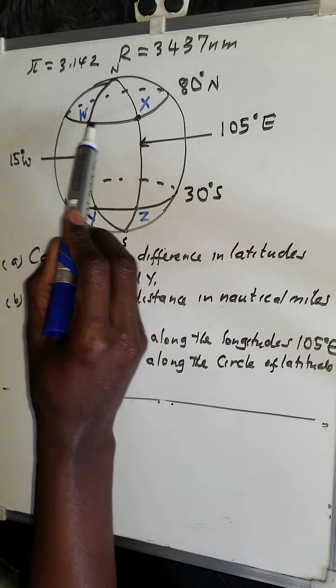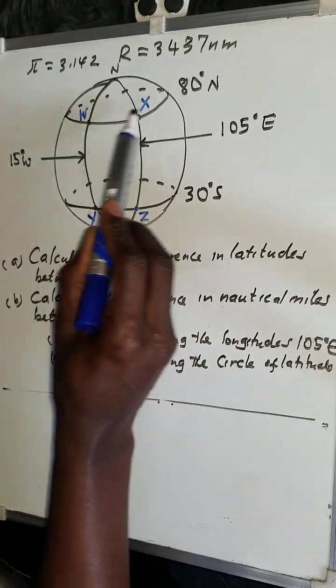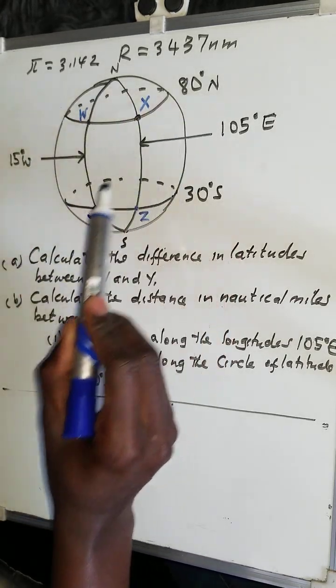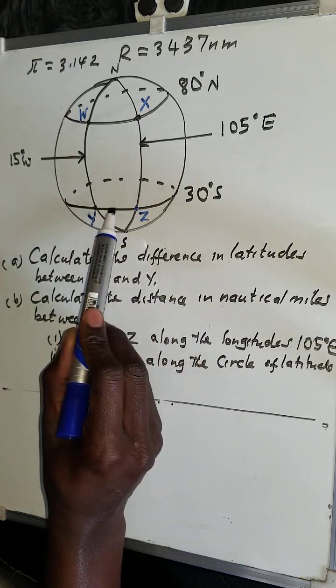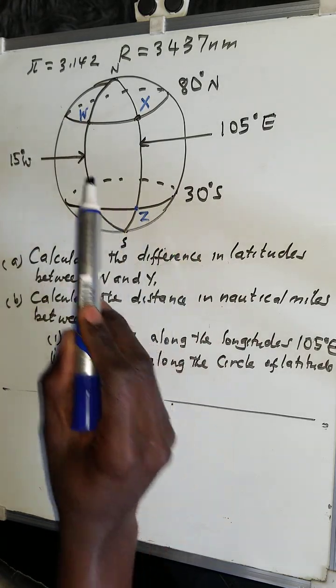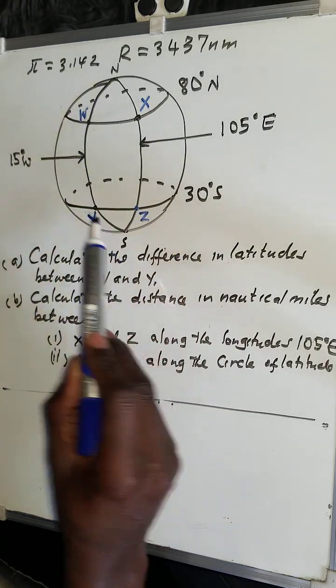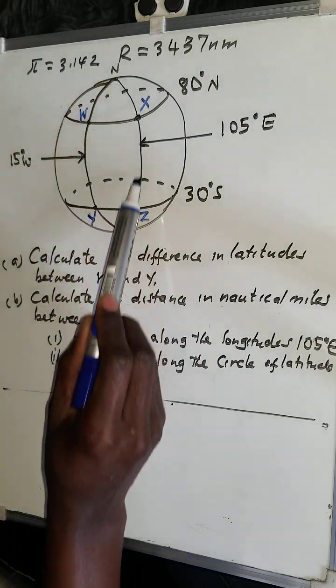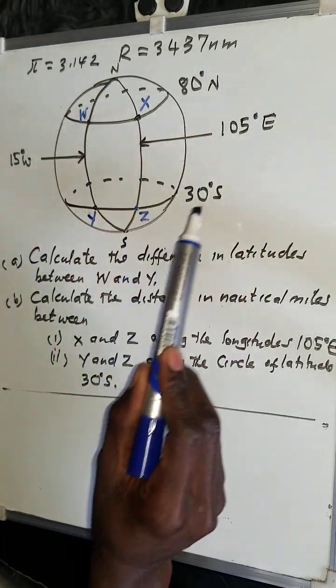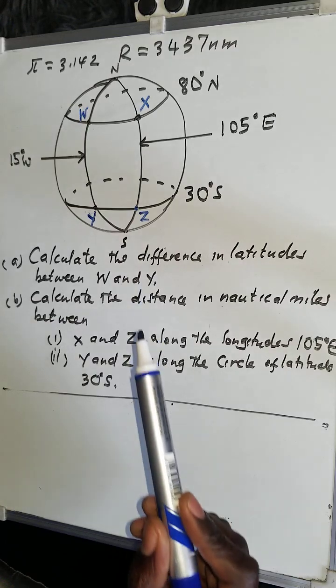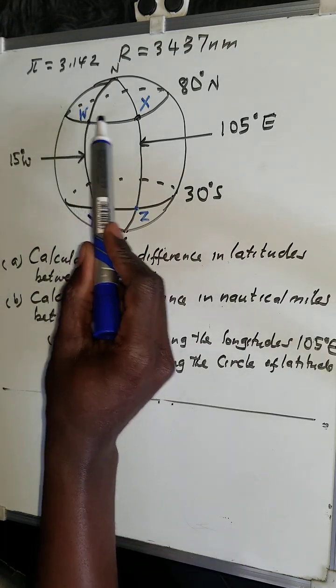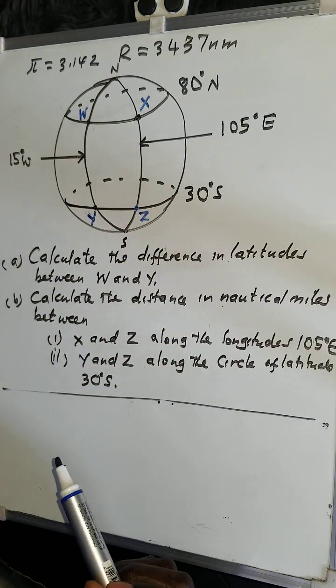Now you can see this is a line of latitude that is 80 degrees north, and this is another line of latitude 30 degrees south, and this is a line of longitude 15 degrees west, and this is another line of longitude 105 degrees to the east. So these make up the points that we have been given.